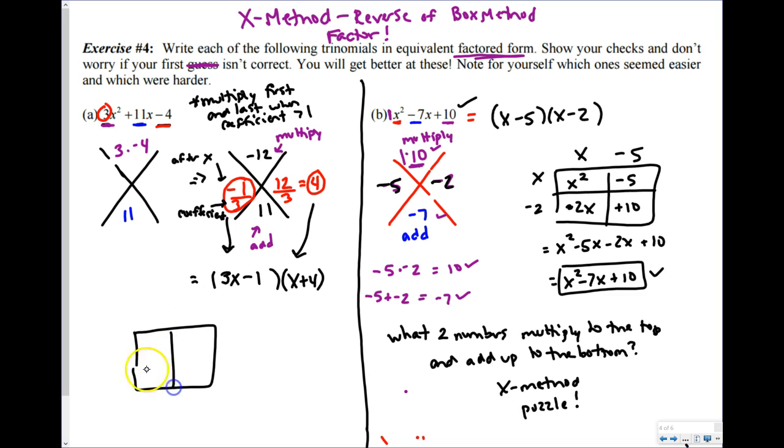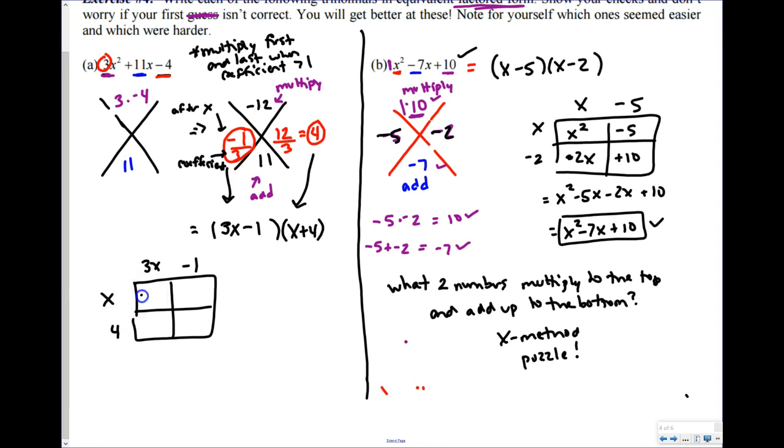Okay? I'm going to have 3x minus 1 on top and x plus 4 on the side. Now when I multiply, I get 3x squared minus x. This becomes 12x, and this becomes minus 4. When I combine all my terms together, I end up getting that original trinomial that I started with. Okay? So 3 steps to x method.